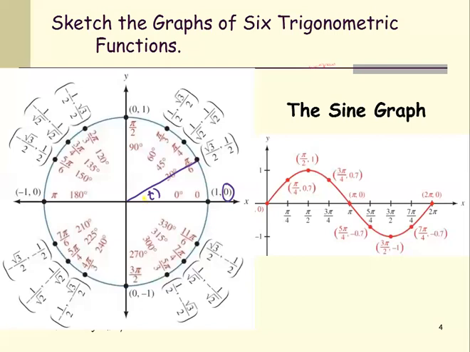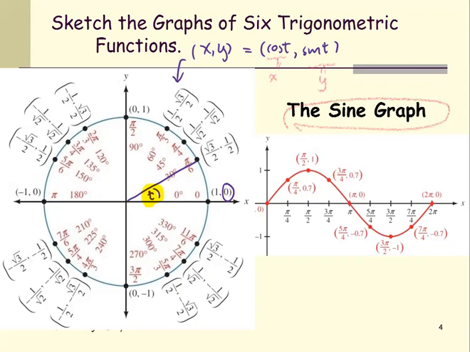As you notice, the unit circle with an angle t, the coordinate x, y represents the cosine of t, comma, the sine of t. That means the cosine of t is the x coordinate, and the sine of t is the y coordinate. When we are sketching the sine graph, we're going to look at the y coordinates on the unit circle.